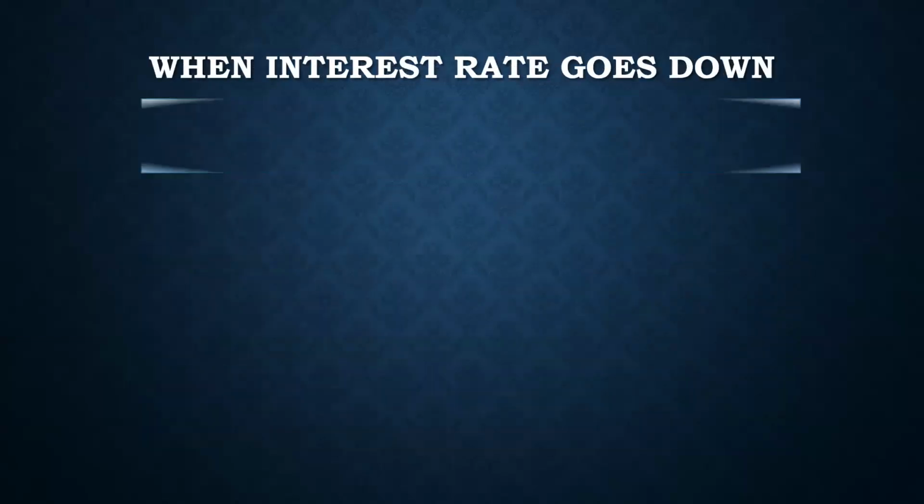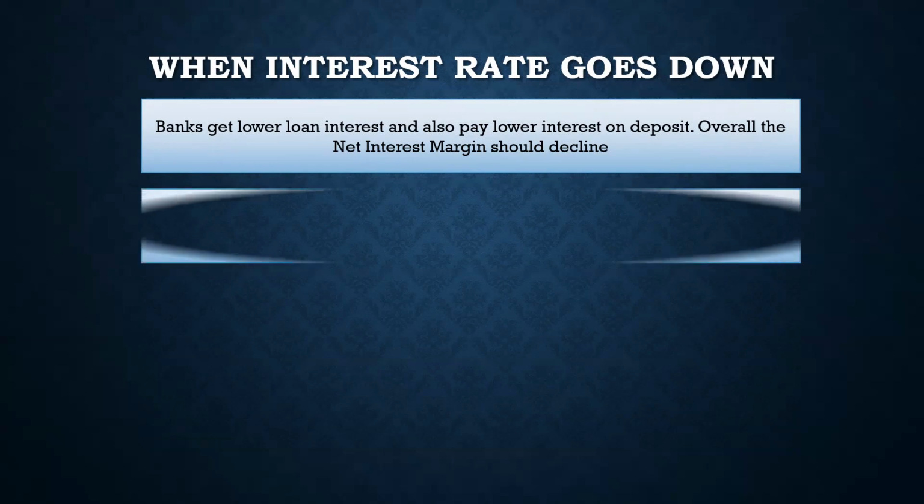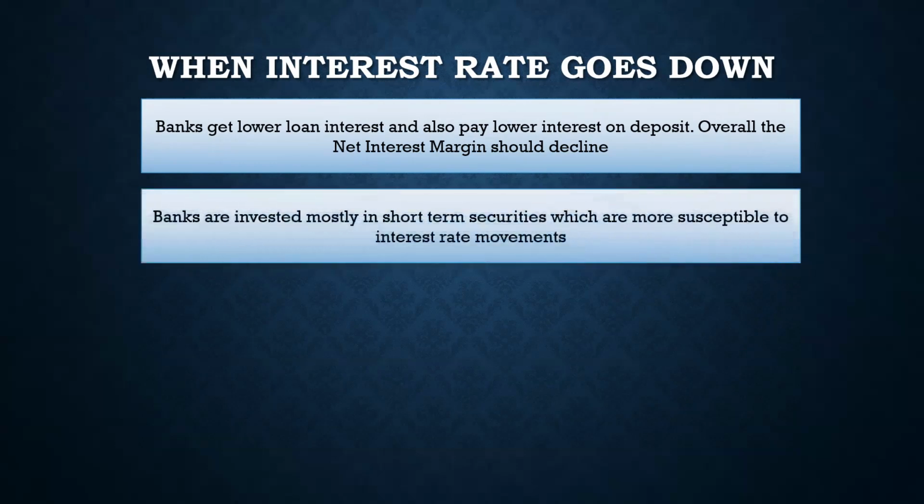What happens when interest rate goes down? The reverse will happen, obviously, right? So banks get lower interest and also pay lower deposit rates. So overall, the interest rate margin should decline. Earlier it was increasing; in this case, it is declining. So in any case, this is not good for the bank. Their margin is declining, which is currently the situation. Most of the banks will see a decline in their margin.